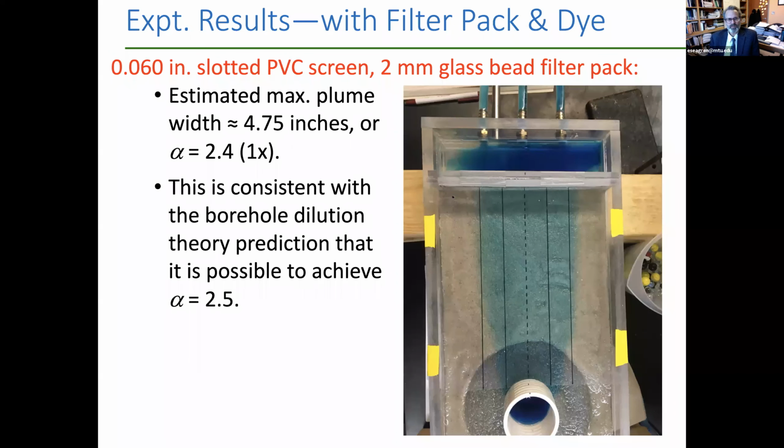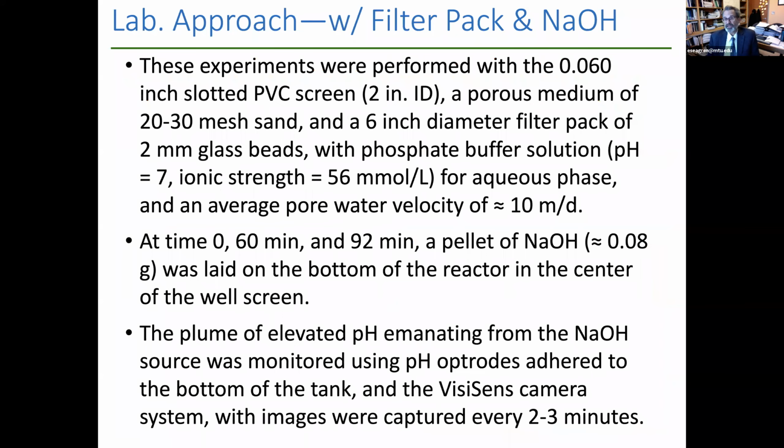So we ran these experiments, and here we see the blue dye experiments, and you see, consistent with the borehole dilution theory, we got a plume width whose maximum was about 4.75 inches. So that's an alpha of about 2.4, which is very close to what we theoretically predicted for our conditions. So then we did this with a reactive material.